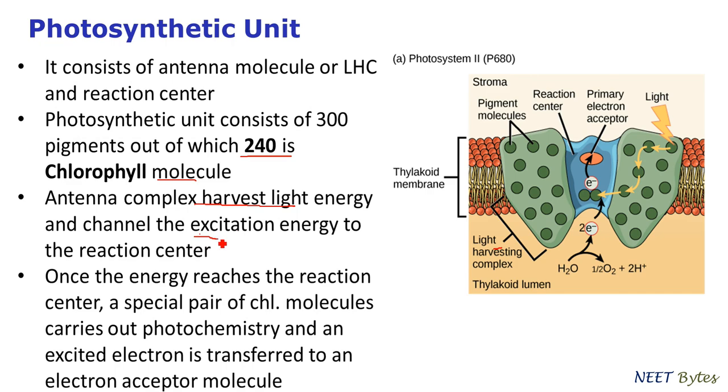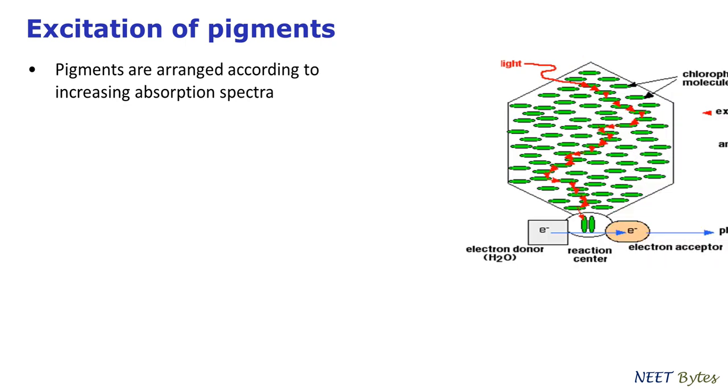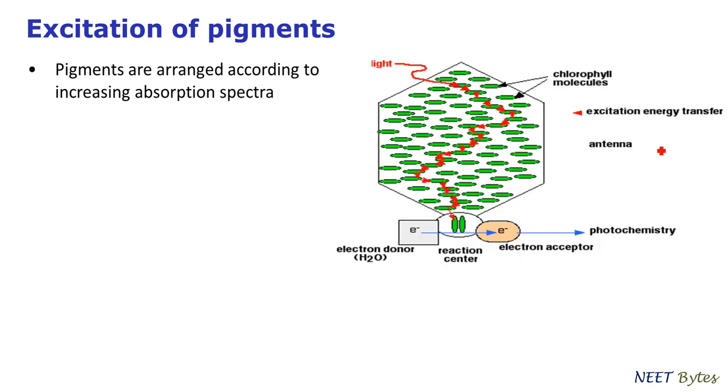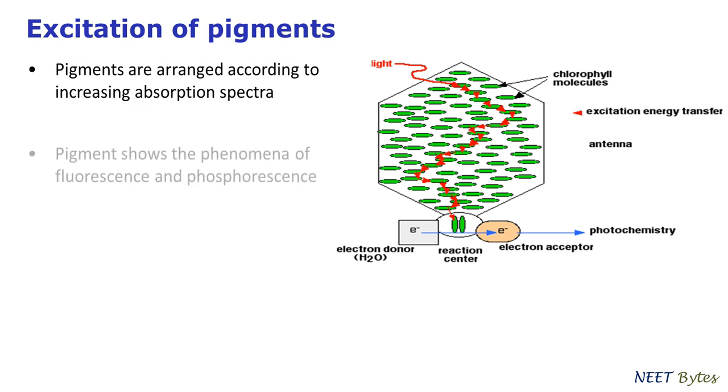The very function of antenna molecules is to harvest light energy, and after harvesting, channel it to the reaction center for further excitation, right? Once the energy reaches the reaction center, it is followed by photochemistry, in which electrons are expelled to a higher level and thereby energy is released, and that energy is utilized for photosynthetic activity. We will discuss this later in the session. In the diagram you can see that this is the reaction center and it is associated with an LHC. In the LHC, the pigments are arranged according to increasing absorption spectra. What is the advantage? We will discuss that.